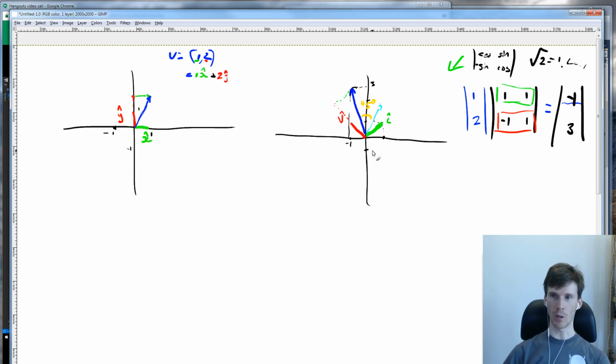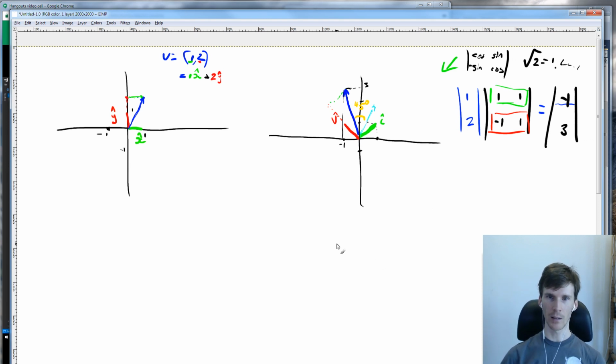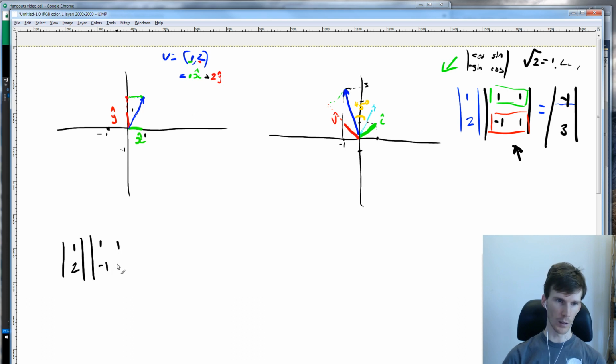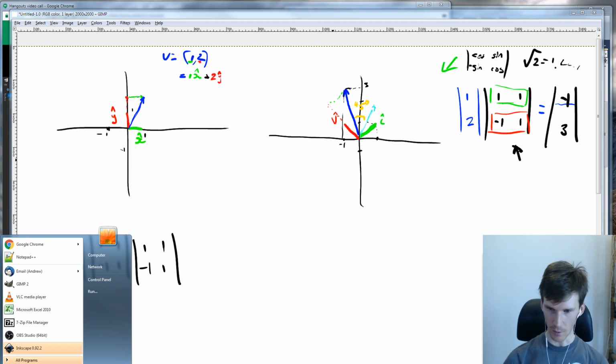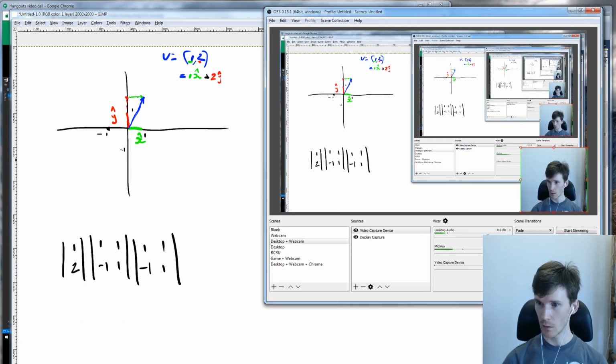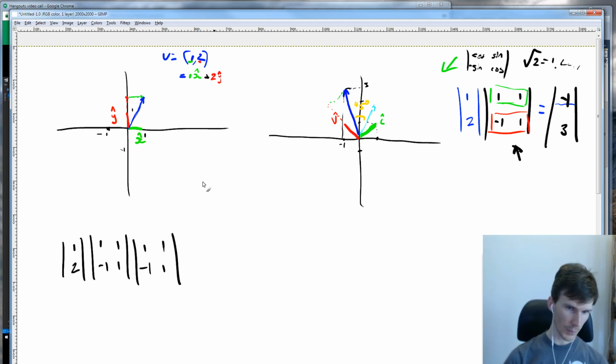So what happens if we wanted to combine these operations, like we wanted to do, for instance, a rotation and a scale, and then maybe another? Why don't we do this one again? So why don't we say that what we're going to do is 1, 2, then 1, 1, neg 1, 1, and then 1, 1, neg 1, 1. That's 2 operations. What's that going to equal?